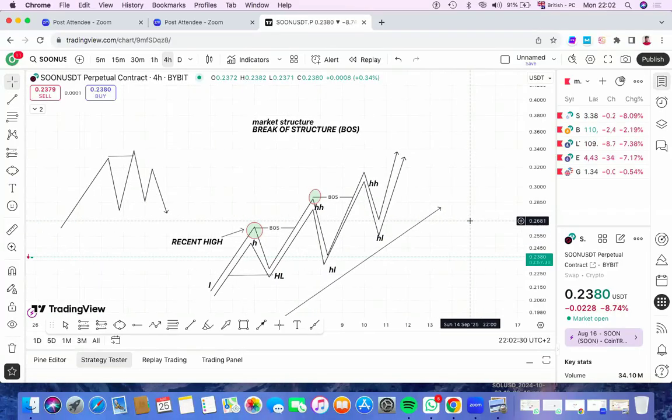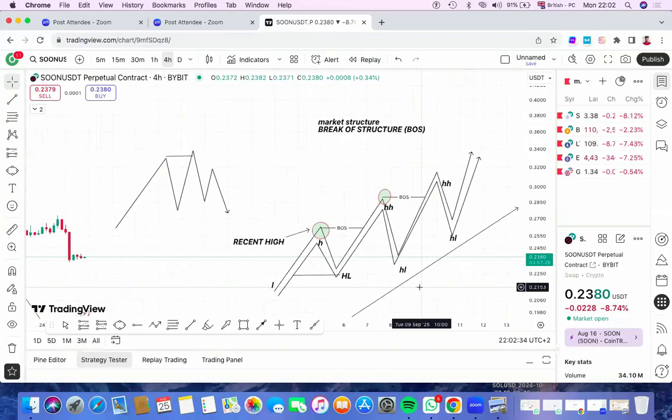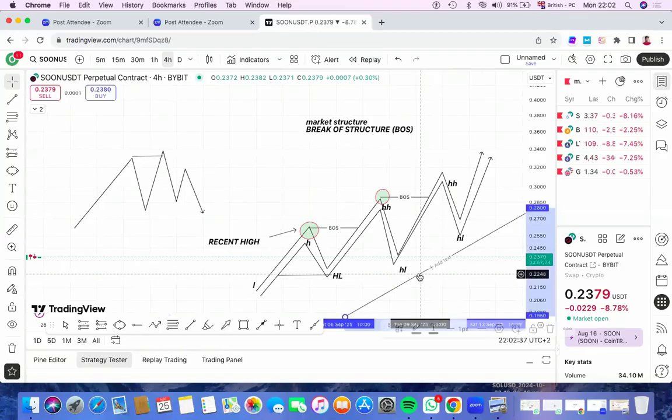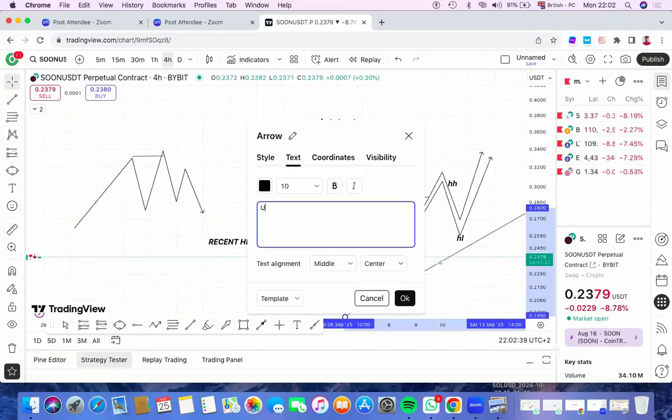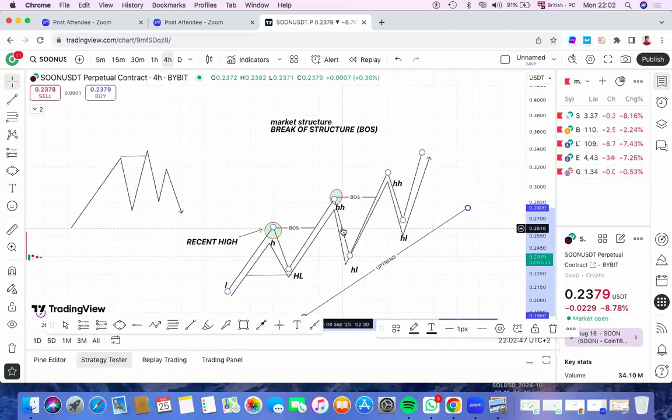Now we can clearly see the market is breaking structure to the upside. It's in an uptrend. This is an uptrend. This is how the structure would look. We have other terminologies, but I don't want to rush us at all.